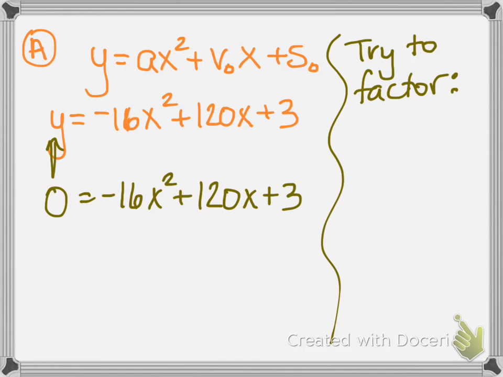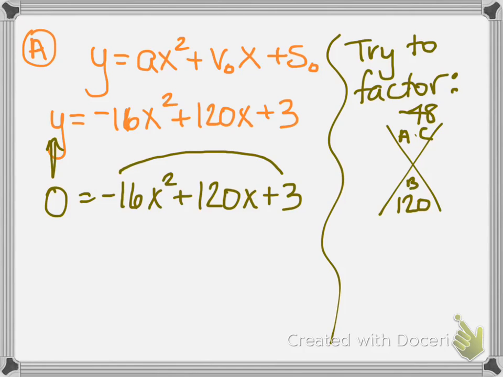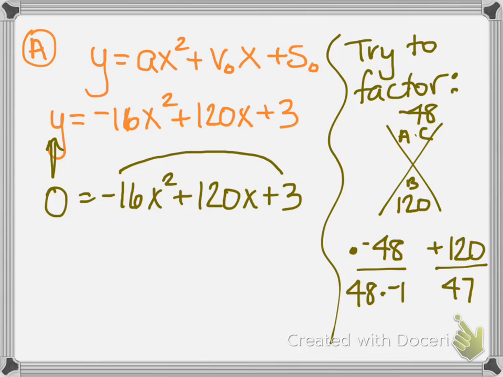So I would use the Xbox method. This is a times c, so I'd have negative 16 times 3, which is negative 48. And then 120 here, because this is b. So I would need two numbers that multiply to negative 48 and add to 120. Now that is absolutely impossible. The biggest numbers that I can get that multiply to 48 is 48 times negative 1, and when I add these, I get 47. That's not even close to 120. So factoring is not possible.